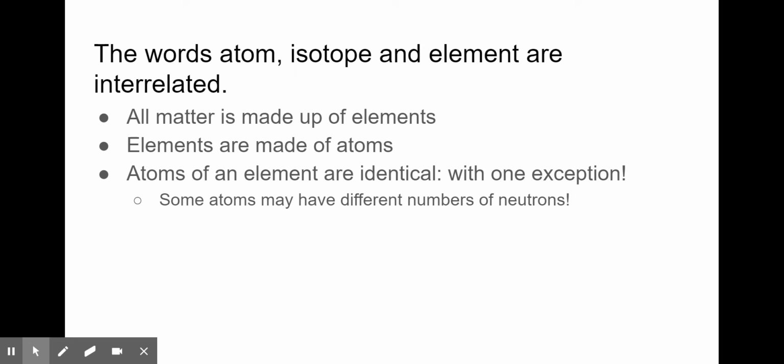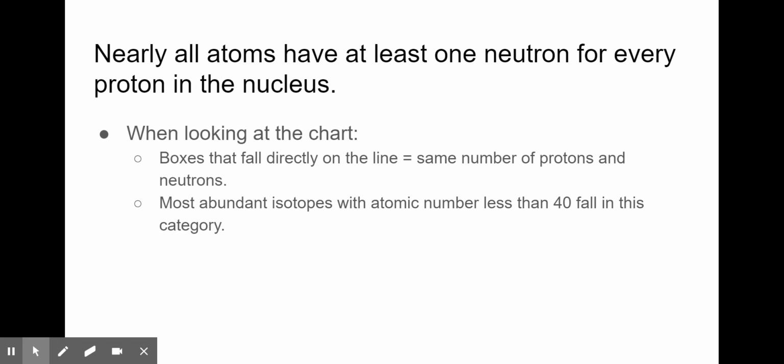The words atom, isotope, and element are interrelated. So all matter is made up of elements. Elements are made up of individual particles that we like to call atoms. All the atoms of an element are identical with this simple exception. Some of those atoms have different numbers of neutrons. An isotope is one type of atom of an element with a very specific number of neutrons.